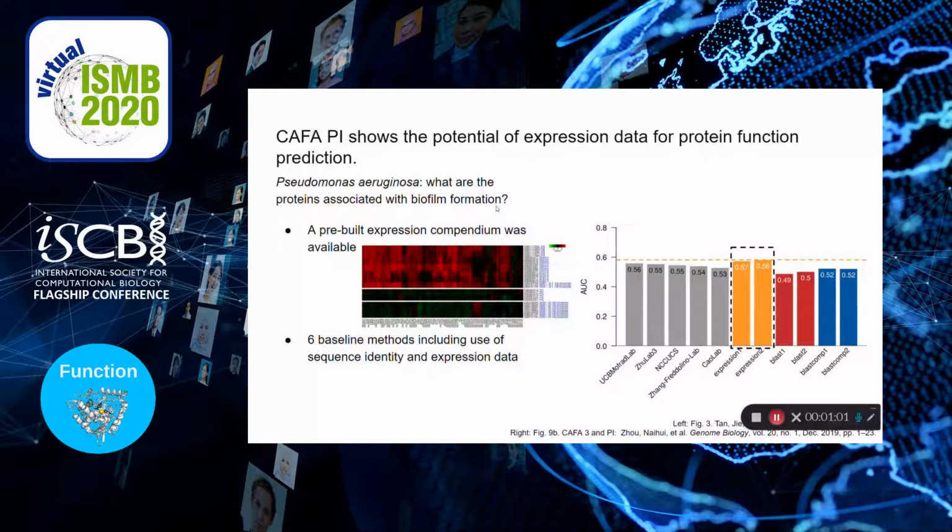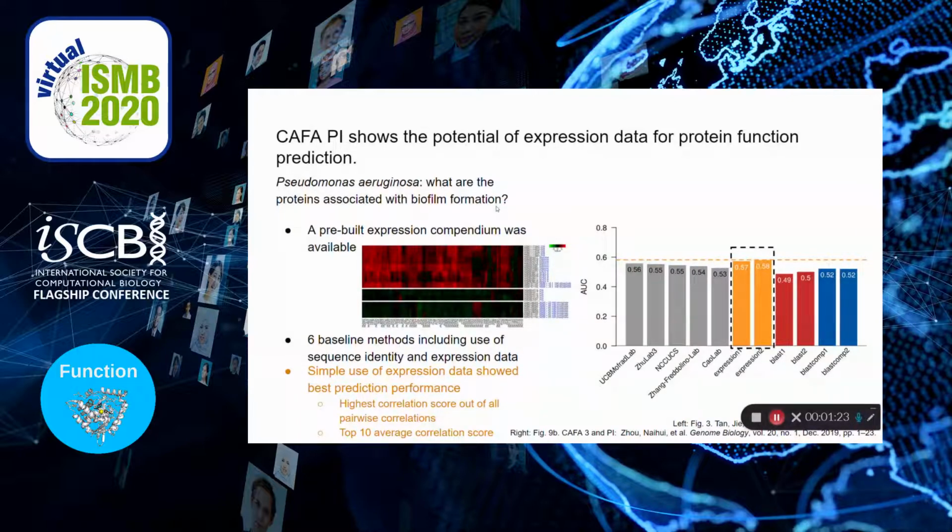And speaking of CAFA-3, after the results of CAFA-3 and CAFA-Pi came out, we noticed that in the Pseudomonas example that I gave, the expression data is actually helping the performance a whole lot. Even a simple baseline implementation making use of expression data actually outperformed the top submitted methods in the baseline.